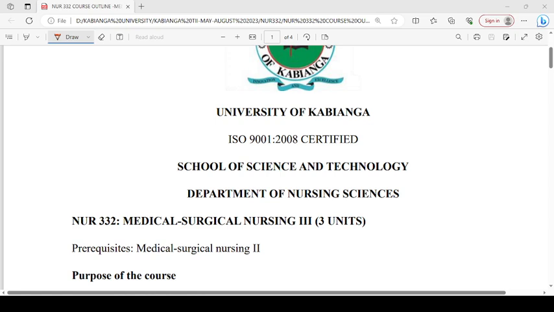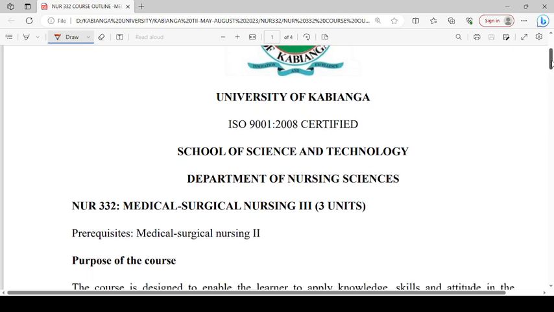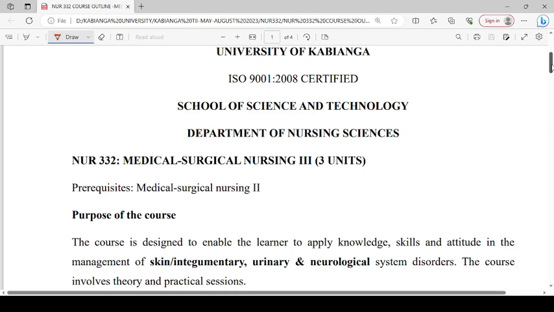We are looking at the course outline of NUR 332 Medical Surgical Nursing 3. It's a 3-unit course. So welcome and let's go through it together. This is a service course. These are service students, already practicing. So for you to be taken through this course, you need to have covered medical surgical 2. Medical surgical nursing 2 is a prerequisite for this course.